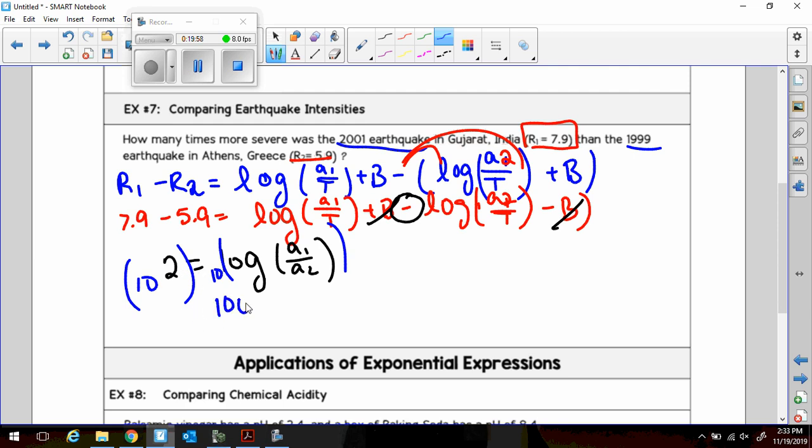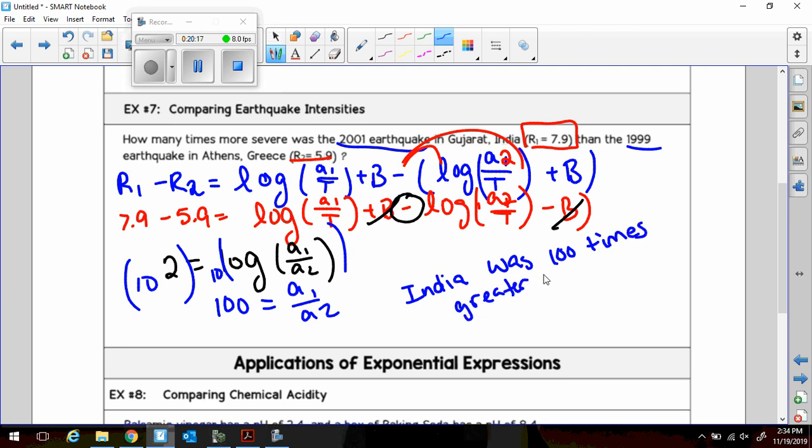So India was 100 times greater than Greece.